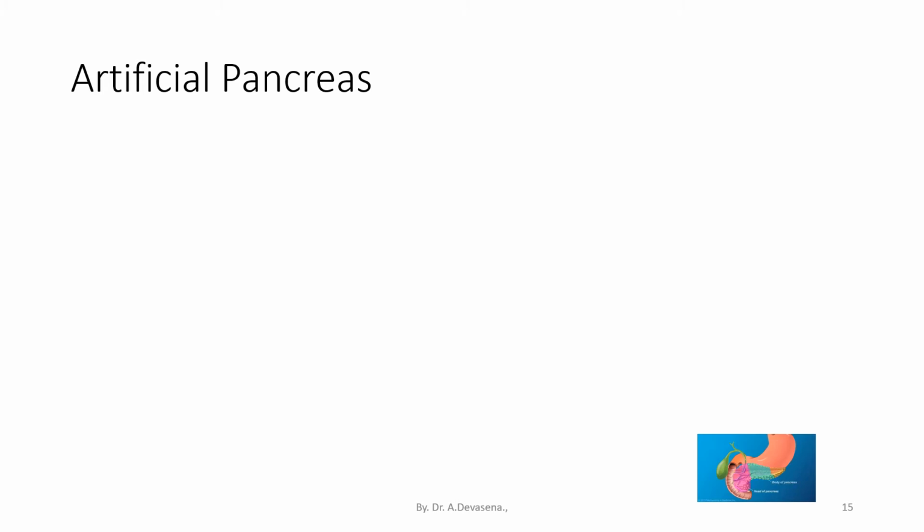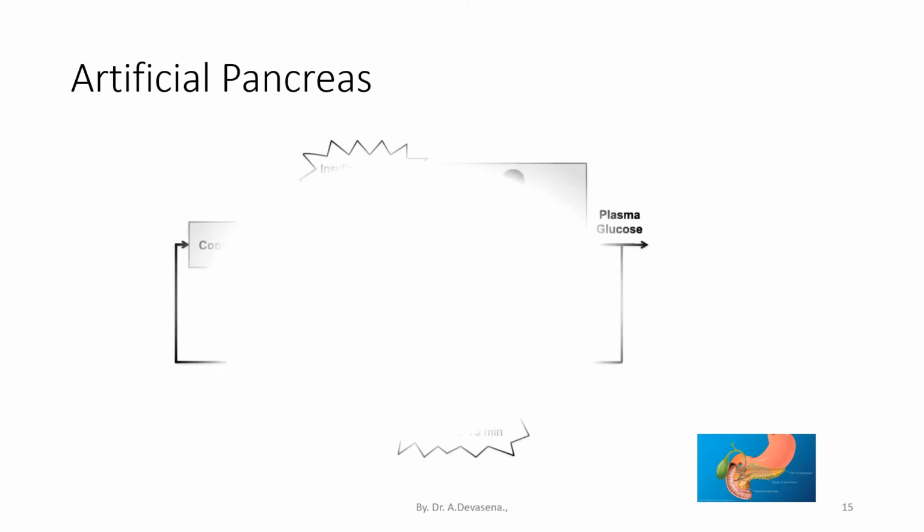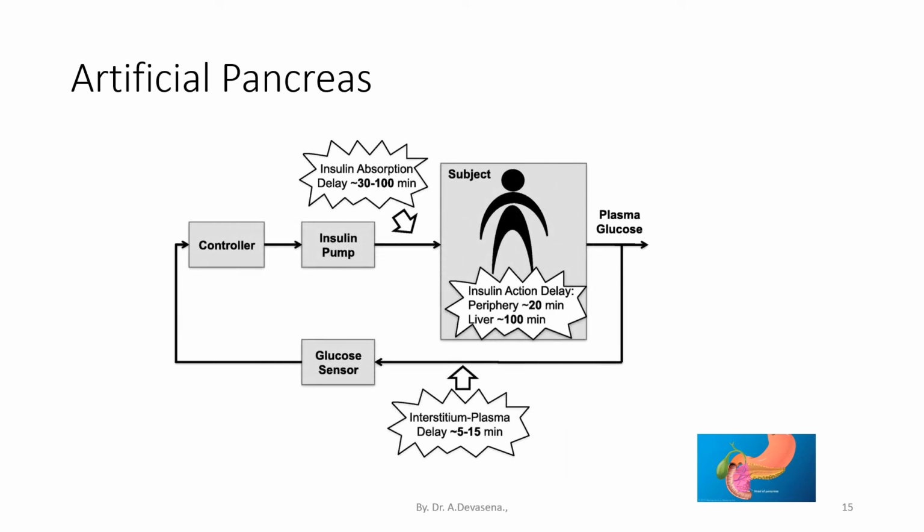Artificial pancreas representation is shown here. In this, a closed loop representation is shown. Insulin action delay: the periphery is approximately 20 minutes. Liver is approximately 100 minutes. Plasma glucose and interstitium plasma delay is approximately 5 to 15 minutes. This is represented here.